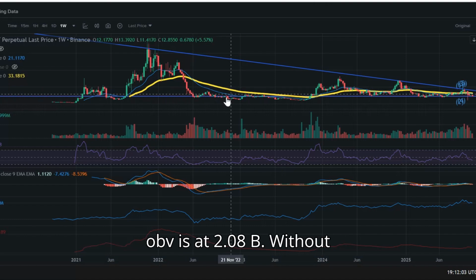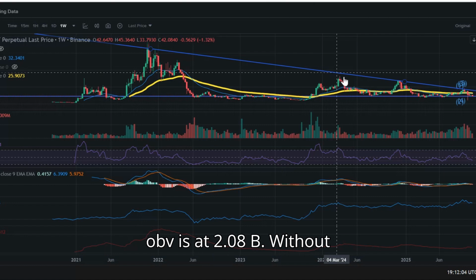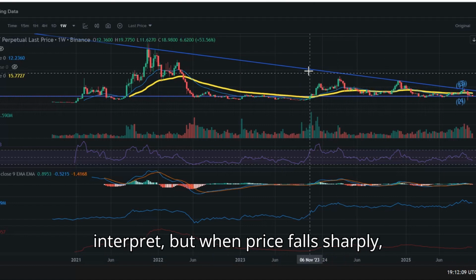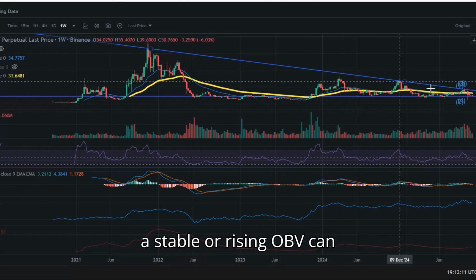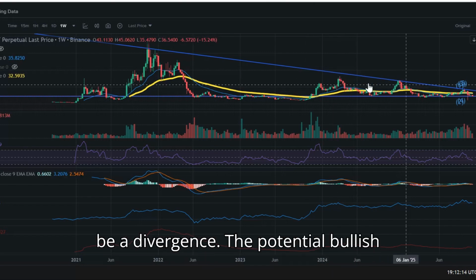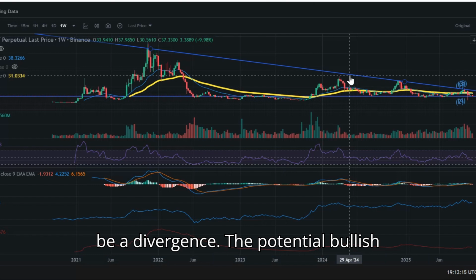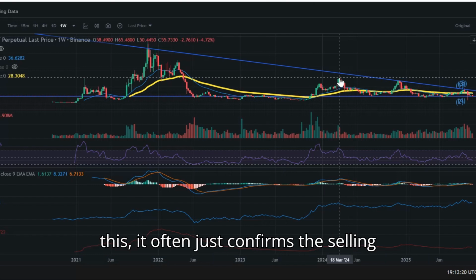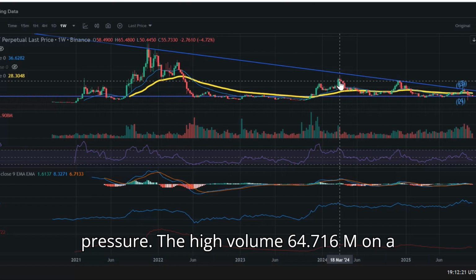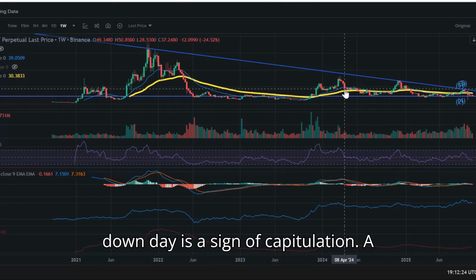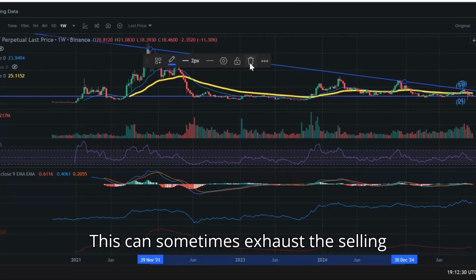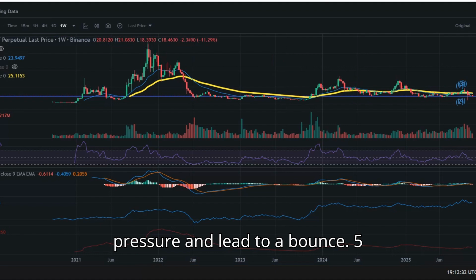4. Volume and buying/selling pressure, OBV and volume. On balance volume, OBV, is at 2.008B. Without the historical context, it's hard to interpret, but when price falls sharply, a stable or rising OBV can be a divergence, a potential bullish sign. However, in a strong downtrend like this, it often just confirms the selling pressure. The high volume, 64.716M, on a down day is a sign of capitulation. A lot of traders are selling in panic. This can sometimes exhaust the selling pressure and lead to a bounce.